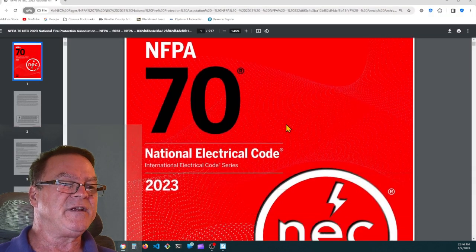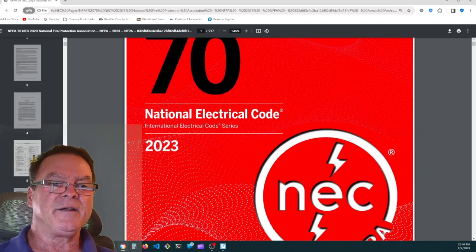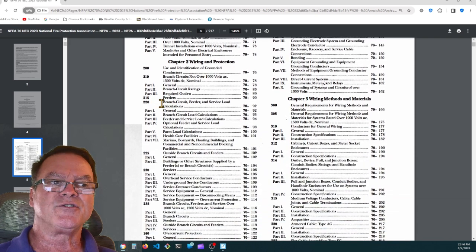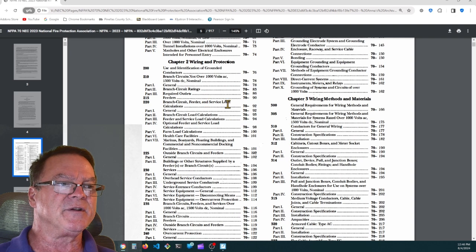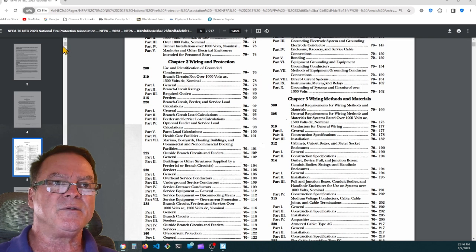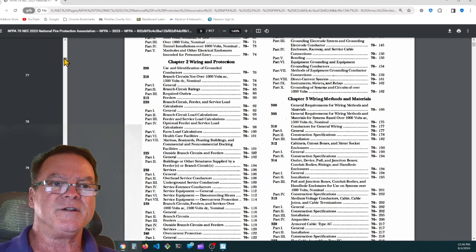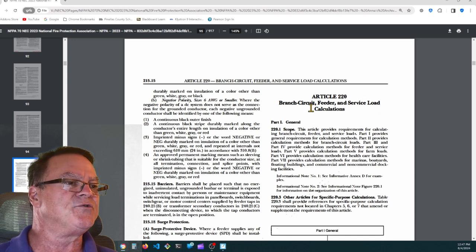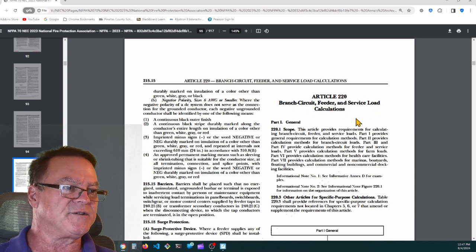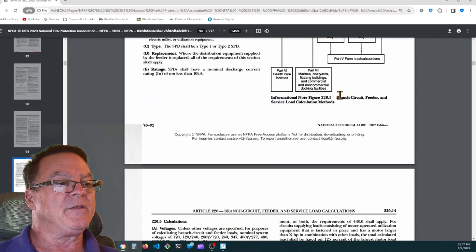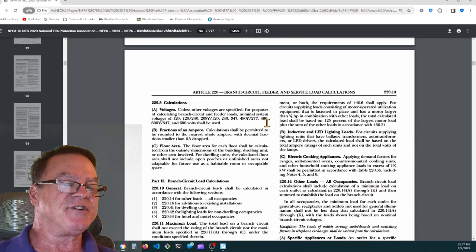So here's NFPA 70, 2023, and again, if we go to the table of contents, we'll notice that Article 220 is branch circuit, feeder, and service load calculations. So that's page 92. Let's see if we can find page 92. Again, I'm going to go a couple of pages past 92. There's Article 220, branch circuit, feeder, and service load calculations. So the first thing that they talk about is general lighting.